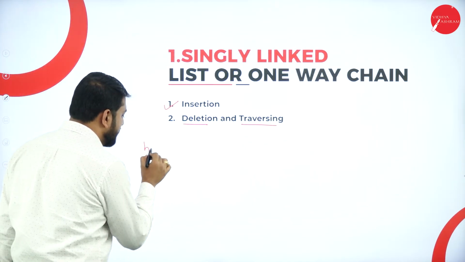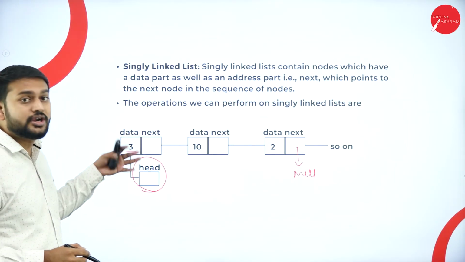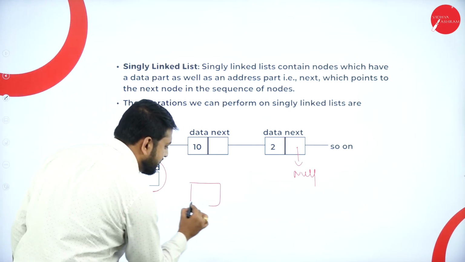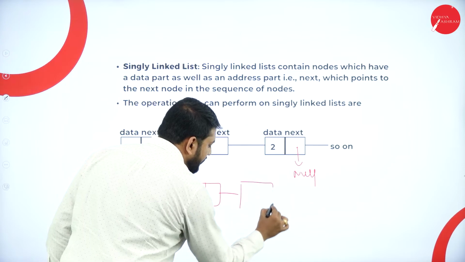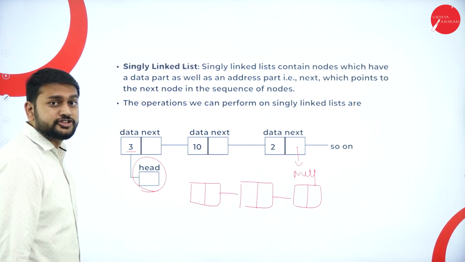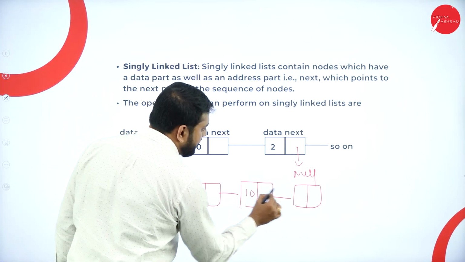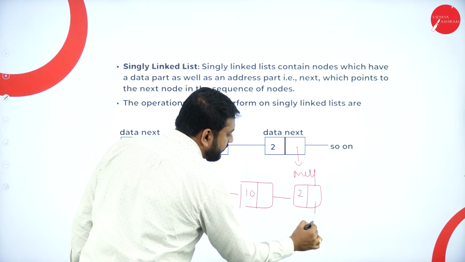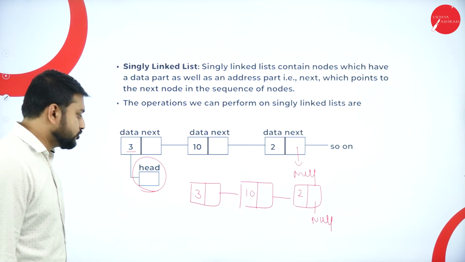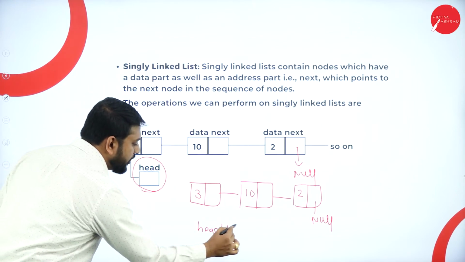Imagine this is the head. Let me just take this, it will be very easy for you. Insertion at the beginning. This is my linked list, right? So imagine I have 3 nodes. What is the first node that I have? I have 3. Next one is 10. Next one is 2. And let me make it the last node. What are we trying to understand? This head is pointing to which node?